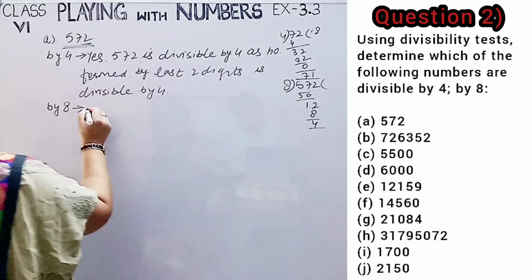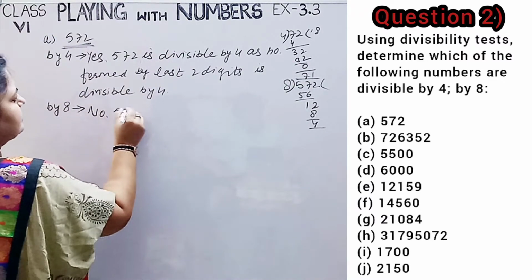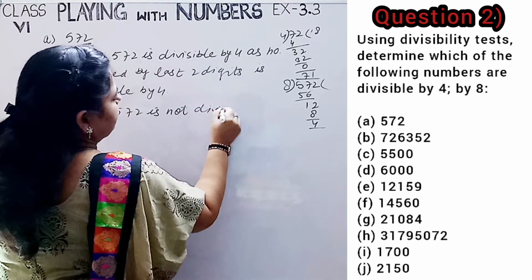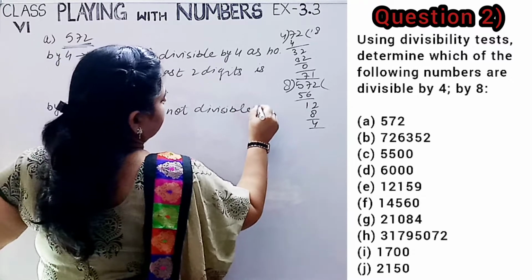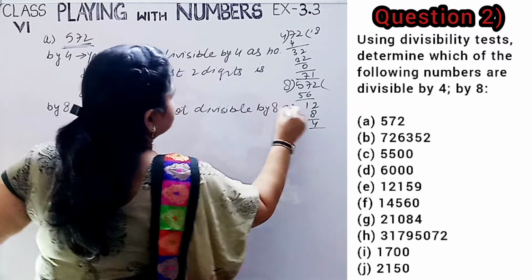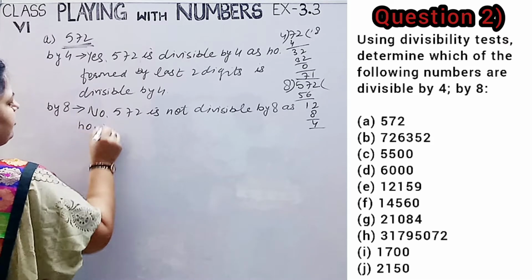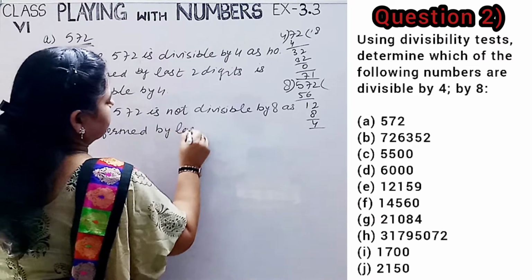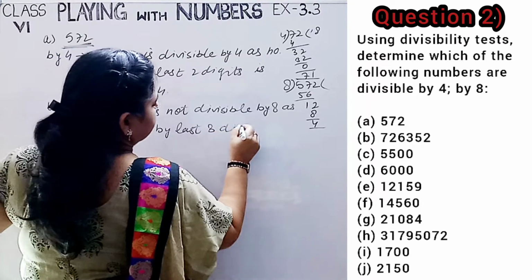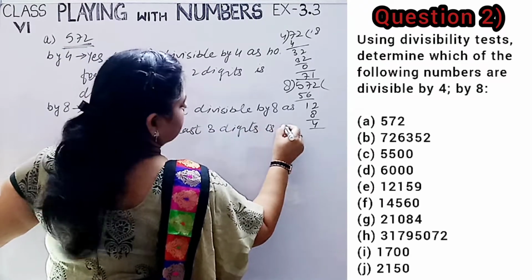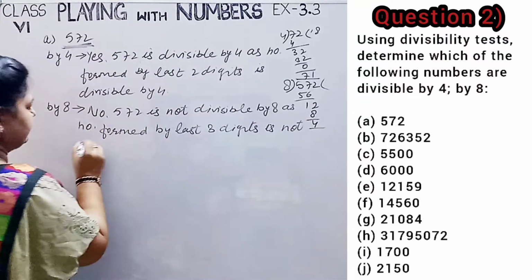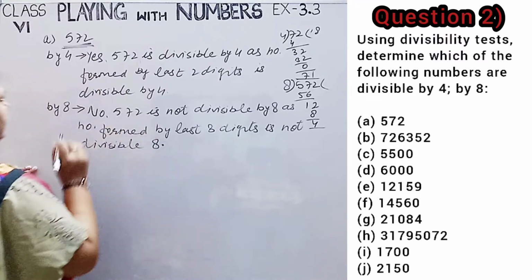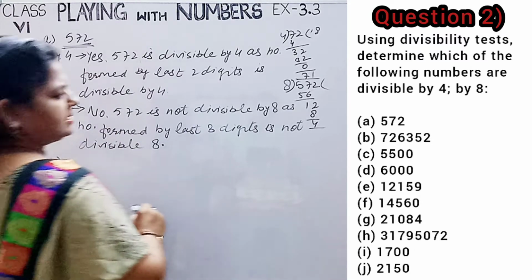It means no, 572 is not divisible by 8 as number formed by last three digits is not divisible by 8.